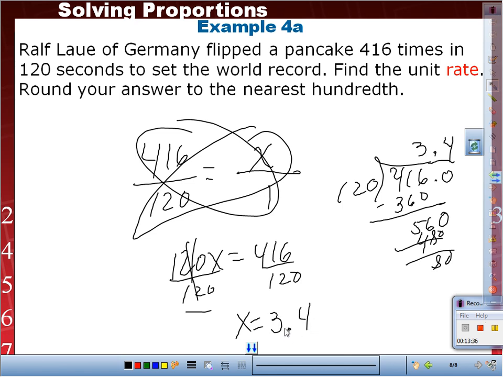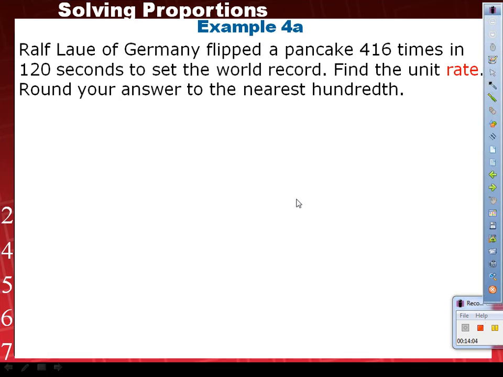What does that mean, 3.4? In 1 second, he flipped it how many times? 3.4. Let's see, let's try it. Ready? 1, 2, 3. He flipped the pancake 3.4 times in 1 second. Imagine that? I know. Anyways, that's how you work some of these word problems to find a unit rate. Everybody understand? And the last thing. Yes? Ralph Lau flipped a pancake 3.4 times in 1 second. Okay? We'll stop right there.